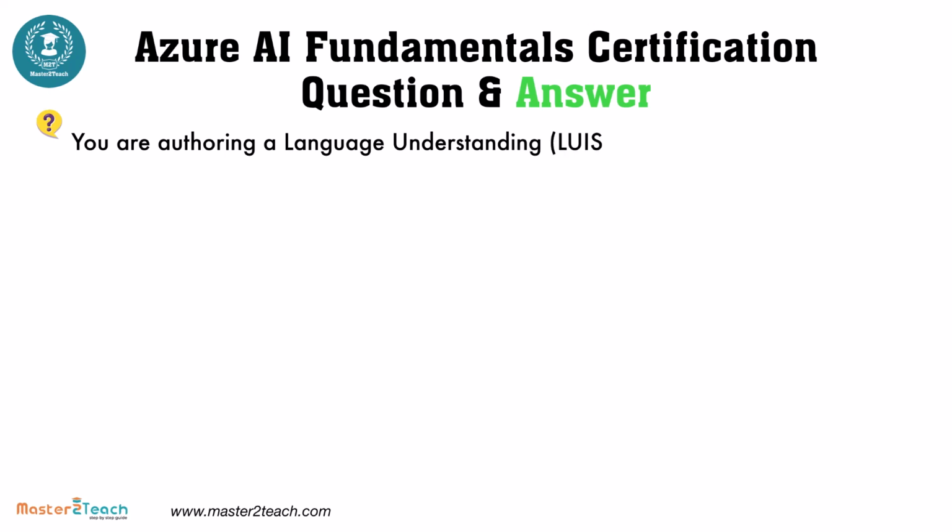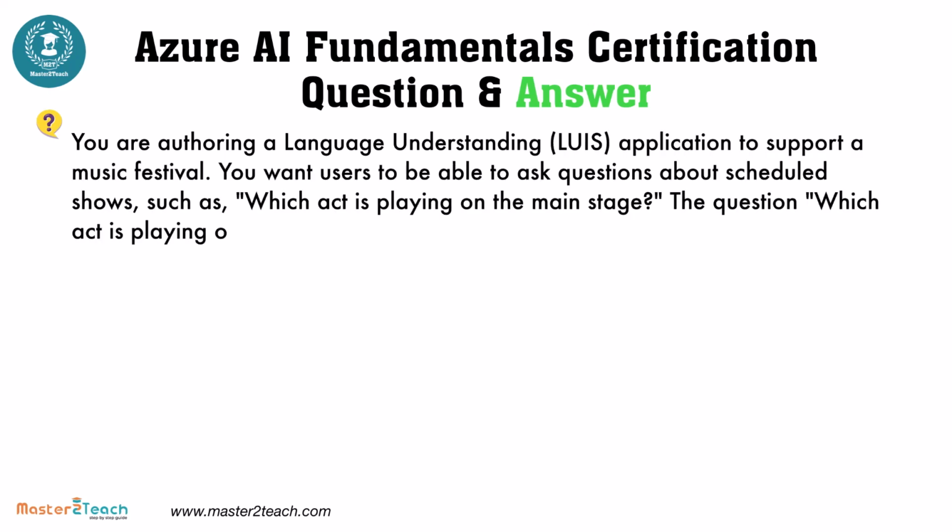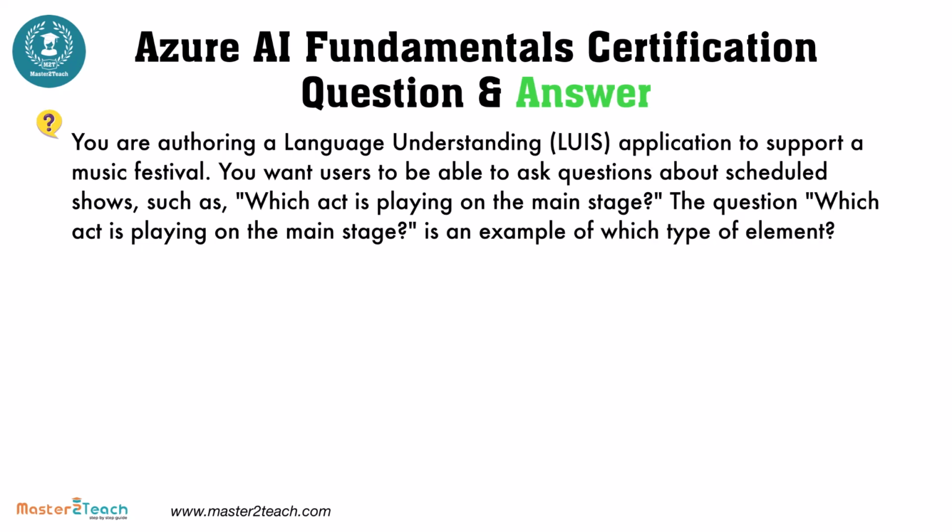You are authoring a Language Understanding, LUIS, application to support a music festival. You want users to be able to ask questions about scheduled shows, such as, which act is playing on the main stage? The question, which act is playing on the main stage, is an example of which type of element?